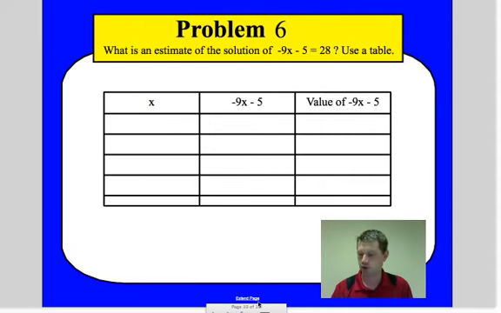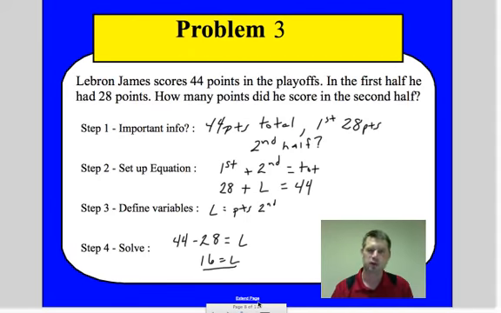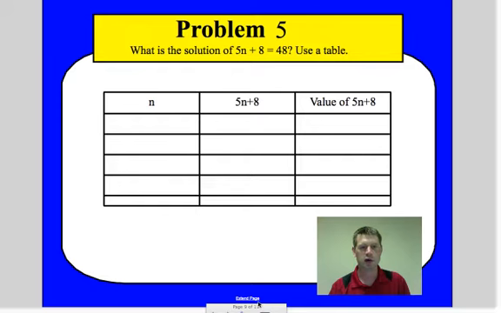So, running back up here, we'll see that we were talking about LeBron James in problem number 3. We found out he had 16 points in that second half. So we're going to go on to problem number 5. The last one was setting up the equations and using some mental math. So now what we're going to do is actually set up a table.